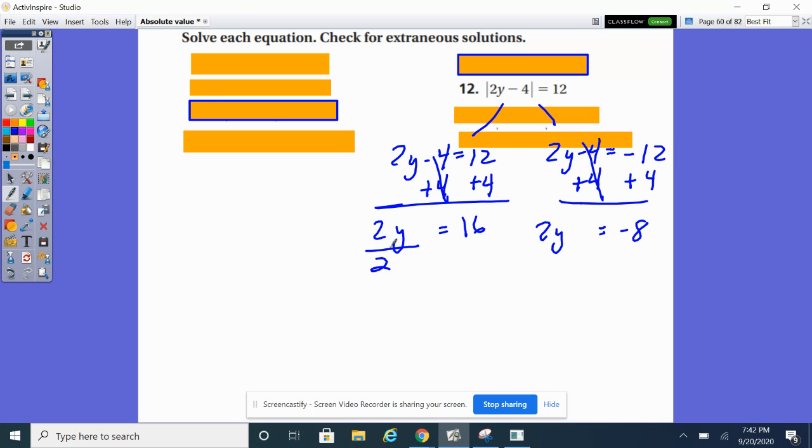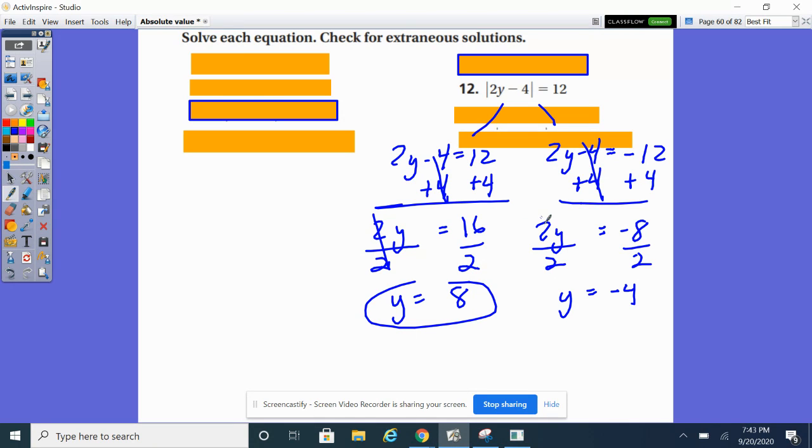We're going to divide by 2. Two things next to each other means multiply, and the opposite was divide. We're going to divide the 16 by 2. Same thing in case number 2. Divide by 2 on both sides. Let's see what the results are. Y is equal to 8. And in this one, y is equal to negative 4 because the 2's canceled, leaving us just the y's.